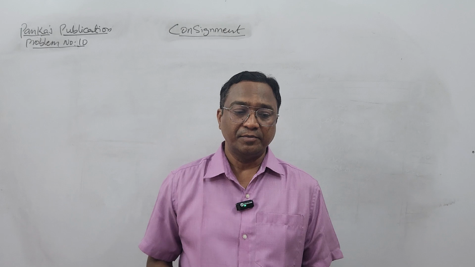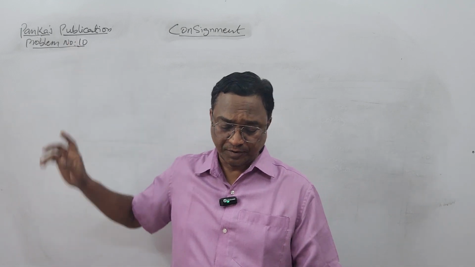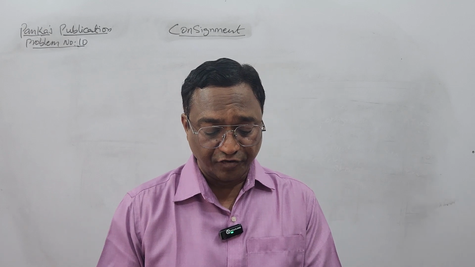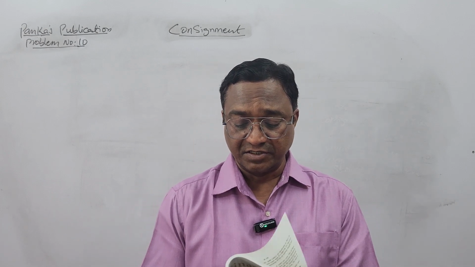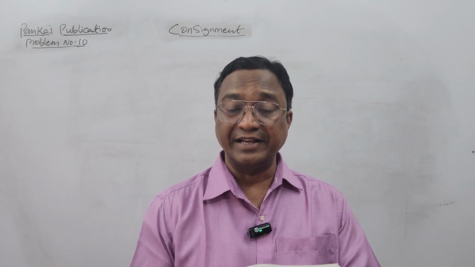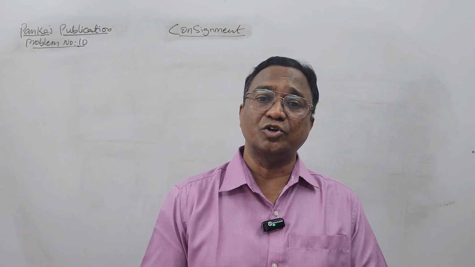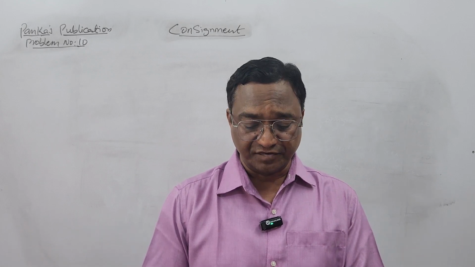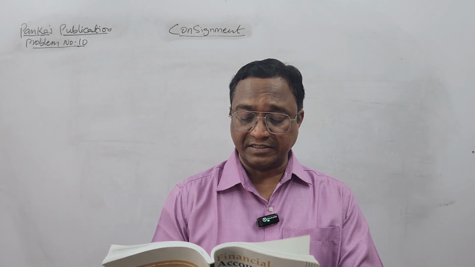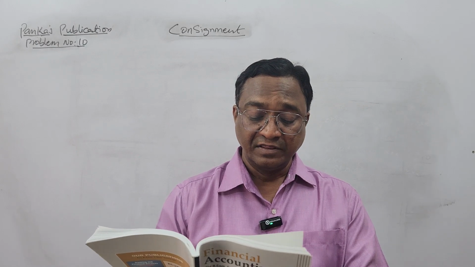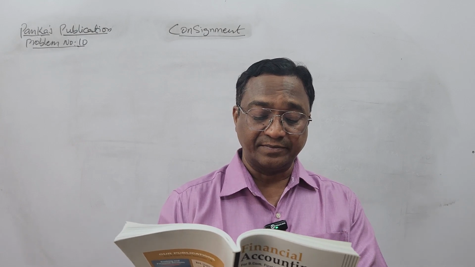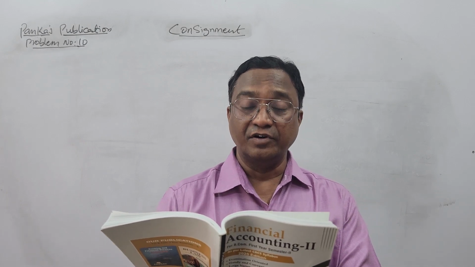Now let us do problem number 10 from Pankaj Publications. The question is like this. Mazda and Company of Bangalore consigned goods to Raman Brothers of Lucknow of the value rupees 5,000 and invoiced the same pro forma at 20% above cost. So 5,000 is the cost price. We need to add 20% of that, so you get the invoice price. They paid thereon 120 for freight and cartage, 80 for insurance. They drew on Raman Brothers for 2,000 as advance against the consignment and sold the bill for 1,950.